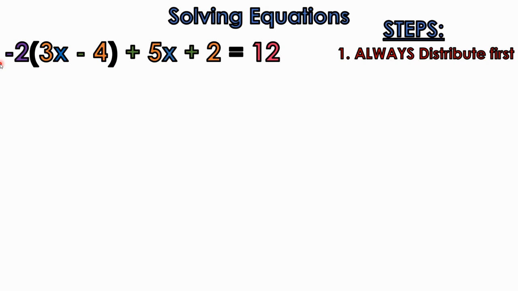So I'm going to start with that outside number, negative 2, and I'm going to multiply by 3x. Negative 2 times 3x is negative 6x. Then negative 2 times negative 4. So don't forget that sign in front of the 4. It was a minus 4, so it's a negative 4. So negative 2 times negative 4 is a positive 8. Negative times a negative makes a positive.